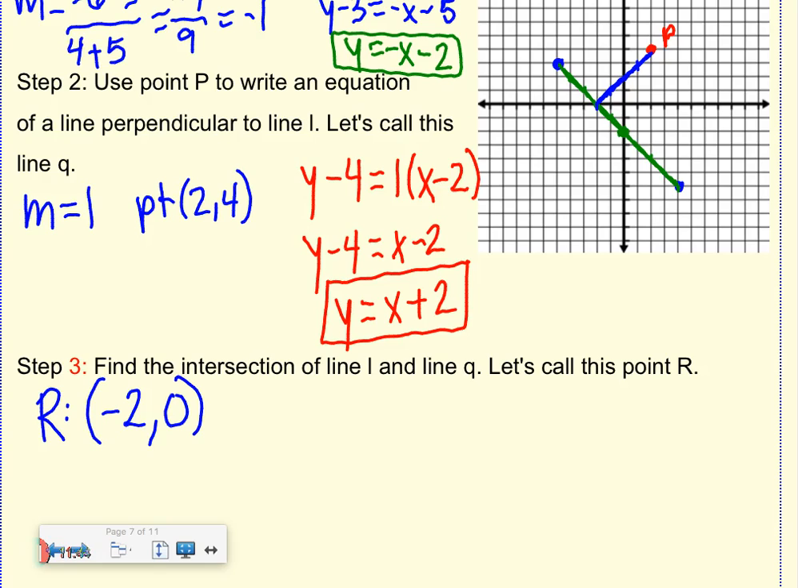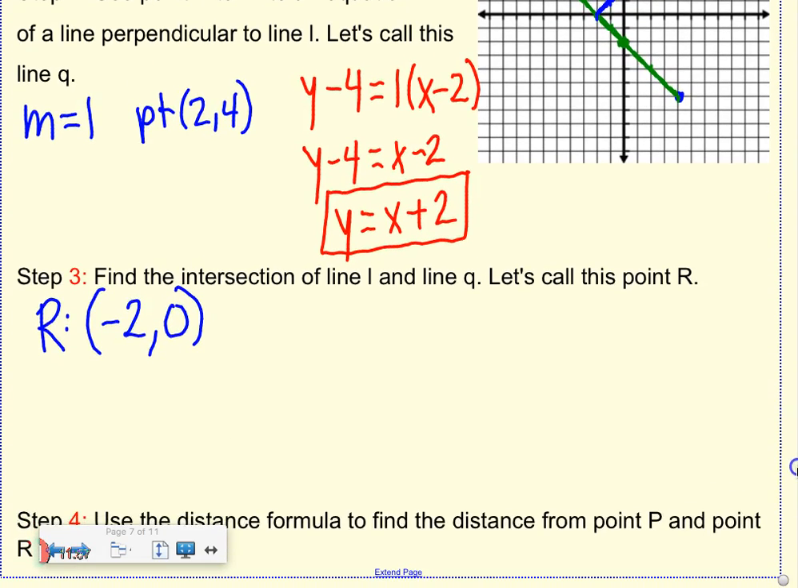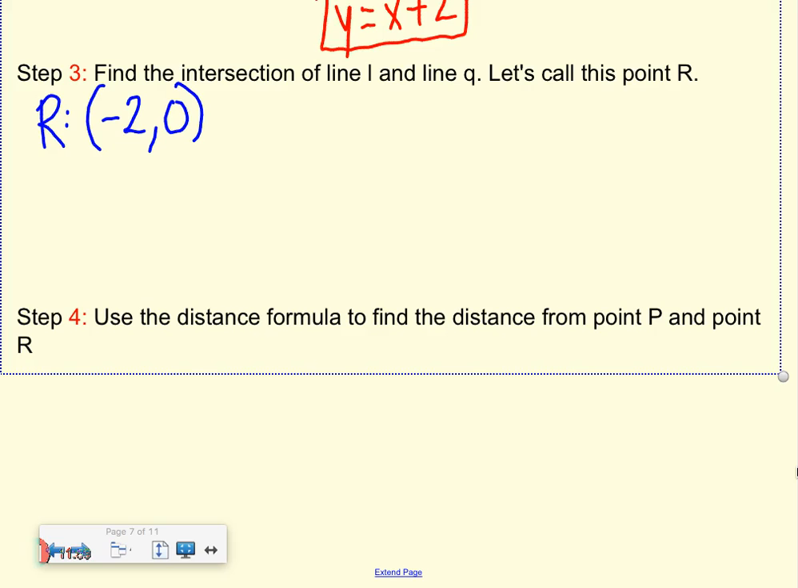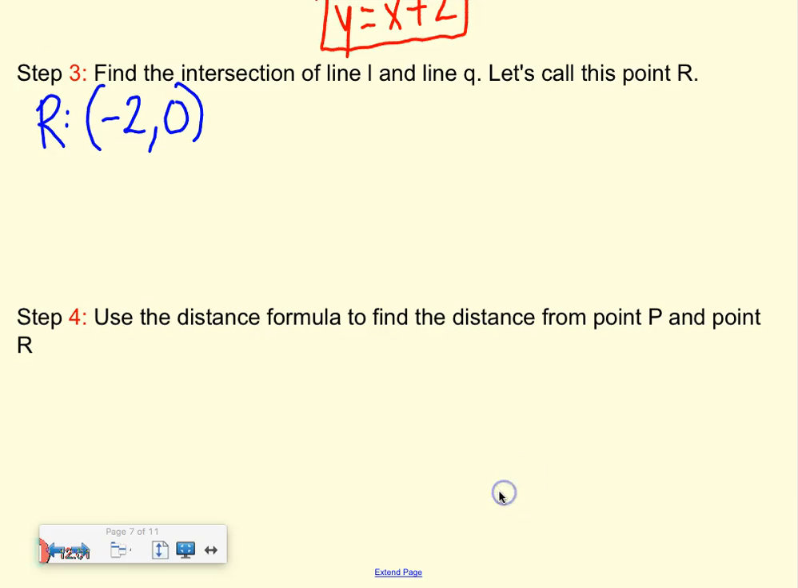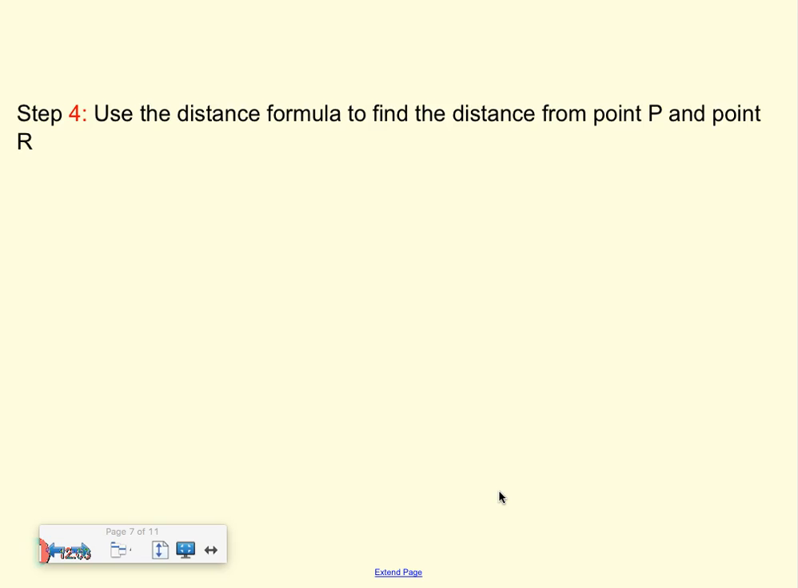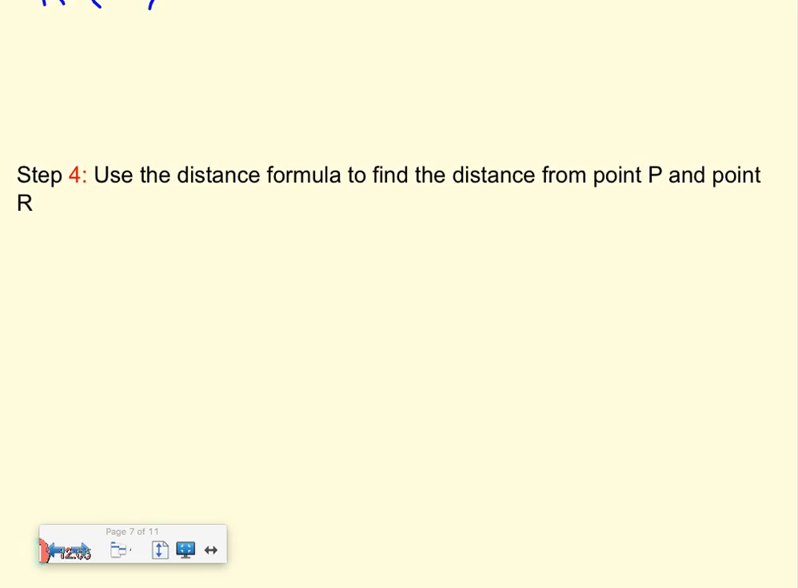Okay, and then the last part says use the distance formula to find the distance between point R and P. So now we're just going to plug into the distance formula. You guys remember what the distance formula is? I'll help you. All right, ready? It's not so bad.